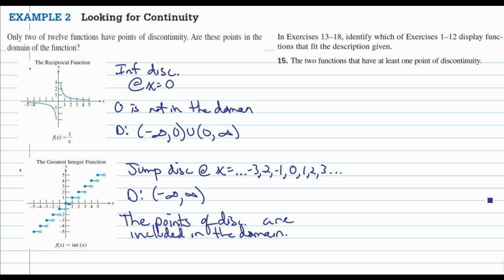The now try problem for example 2 is number 15. It's asking us to find the two functions that have at least one point of discontinuity. Those just so happen to be the two basic functions we just explored. y equals 1 over x, that has an infinite discontinuity at x equals 0, and y equals the integer function of x.